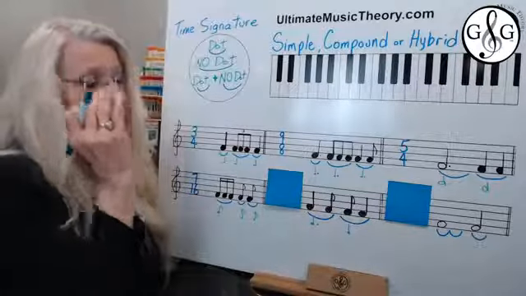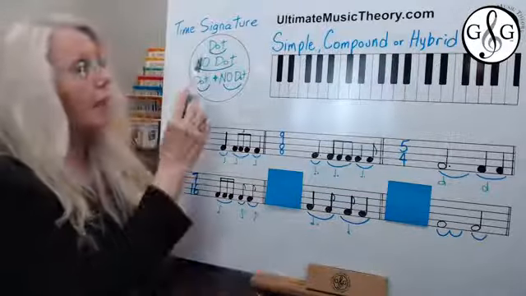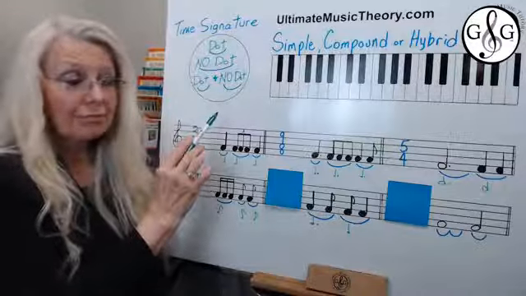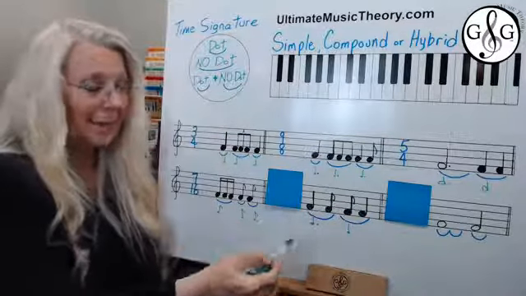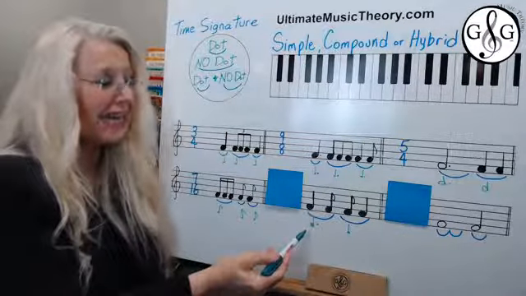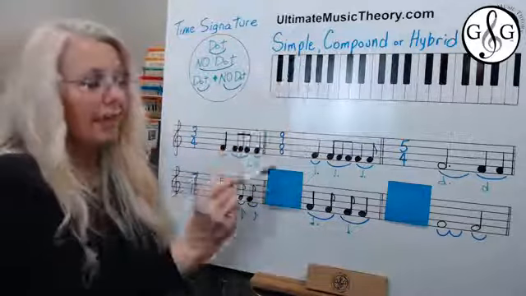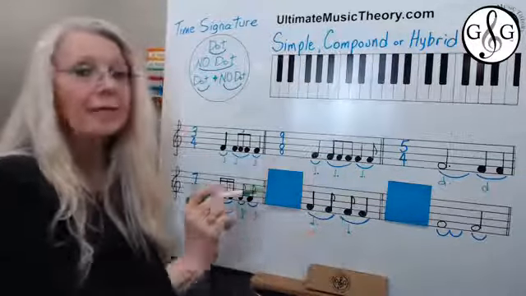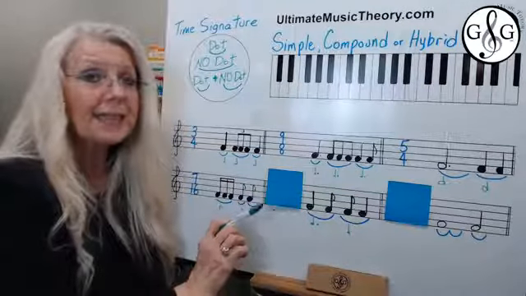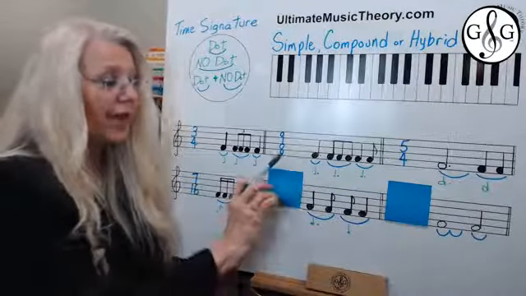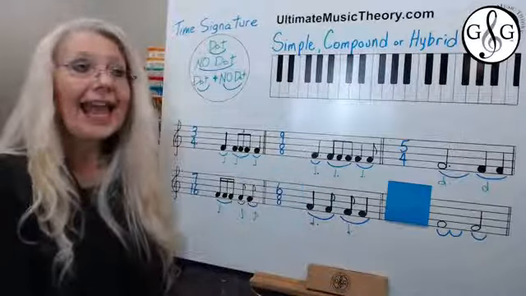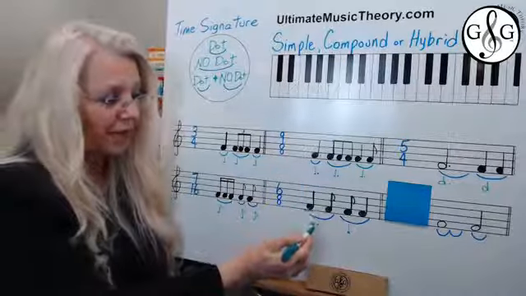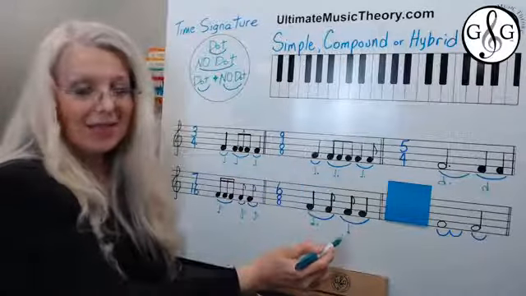So the question is, for each group, dot or no dot? Well, we've got some dots happening here. So that would indicate that it must be compound time. When you have two groups in compound time, the top number must be 6. So now we have 6 eighth notes: 1, 2, 3, 4, 5, 6 eighth notes.